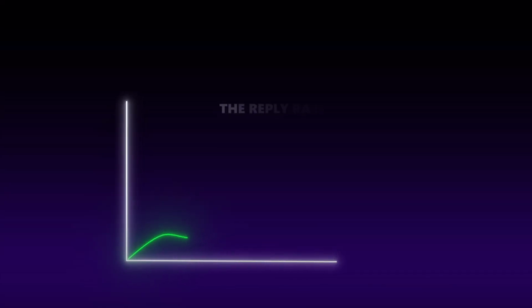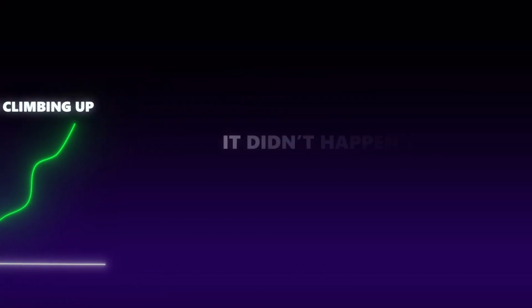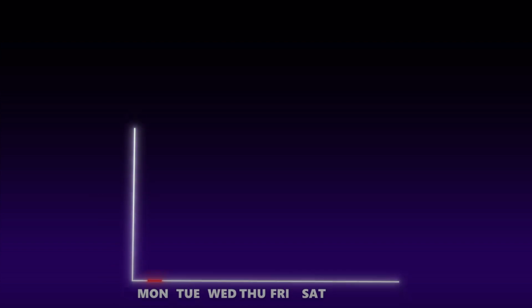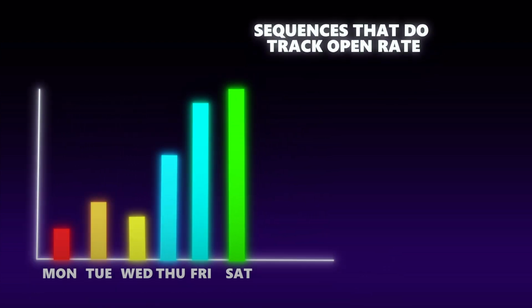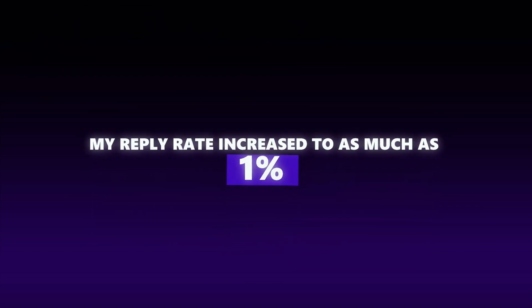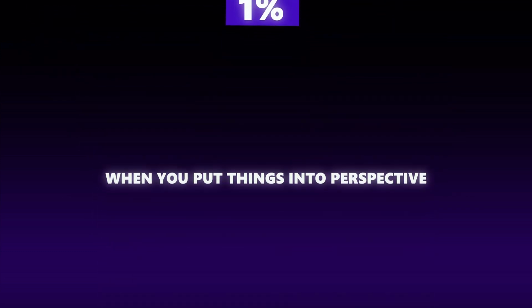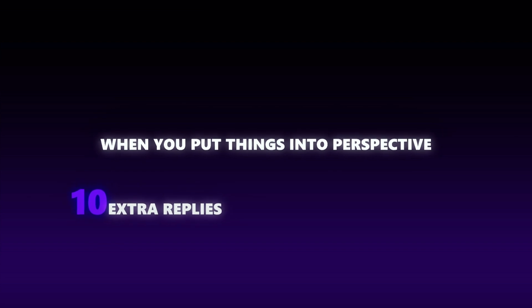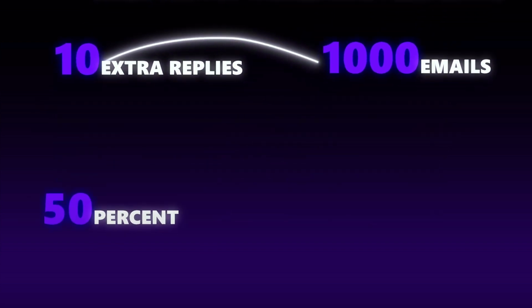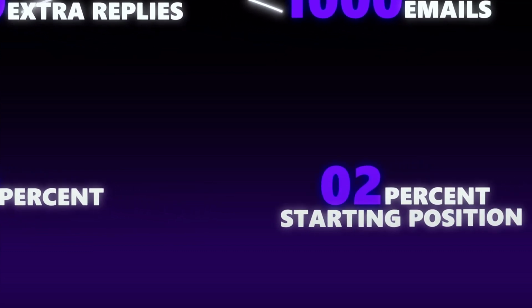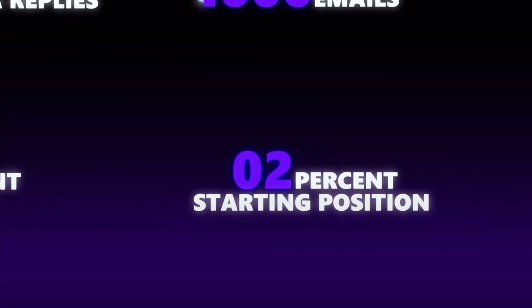As soon as I turned off open rate tracking, the reply rate started climbing up. Of course, it didn't happen the same minute. I noticed it throughout the week after comparing it with other sequences that do track open rate. My reply rate increased as much as 1%, which might not seem like a lot, but when you put things into perspective, that's 10 extra replies for every 1,000 emails sent. And that's a 50% increase in replies if the starting position was a 2% reply rate. For doing something as simple as pressing a button, the results are incredible.